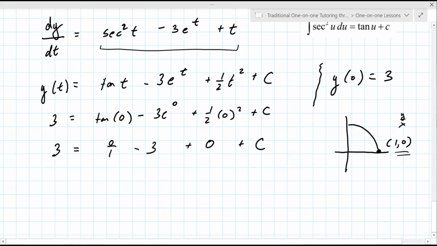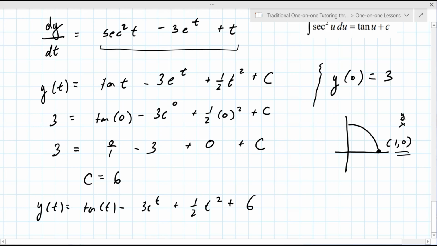And so that's plus 3, c equals 6. And then you just put that up top. So it's tangent t minus 3e to the t plus 1/2 t squared plus 6.